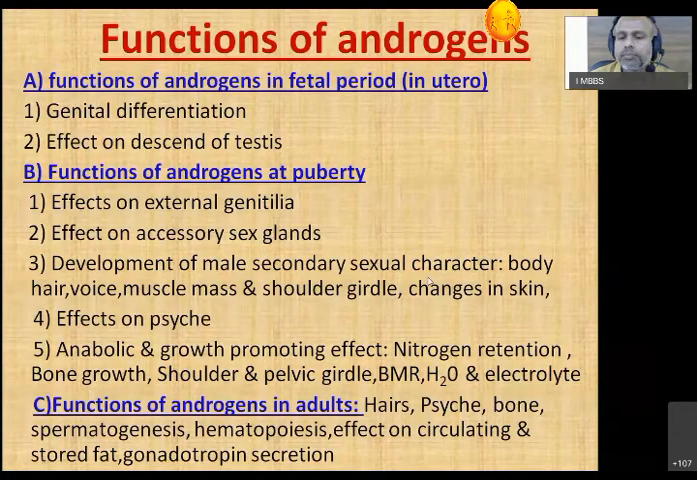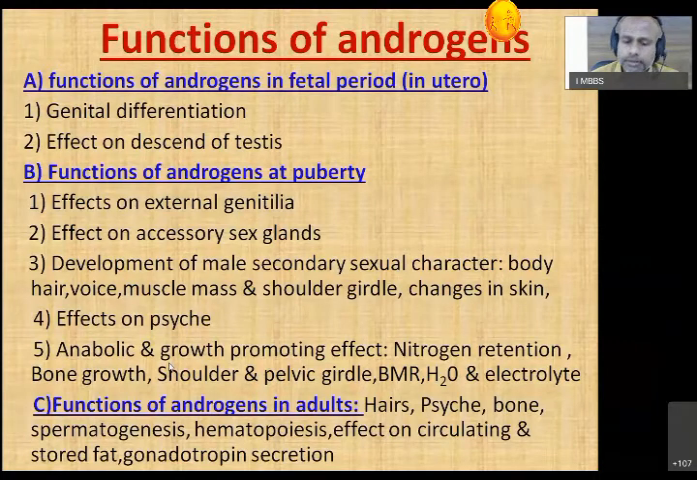Development of male secondary sexual characteristics, we have learned what they are. All over the body you have hair, mustache, beard, temporal hair loss, the voice becomes deep and low pitched, high muscle mass, broad shoulders, narrow pelvic girdle, and changes in skin, that is, the skin is thick and dark. Aggressive behavior in males and attraction towards the female are because of the testosterone hormone.